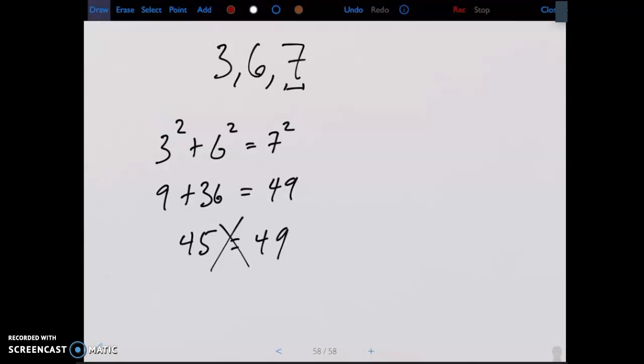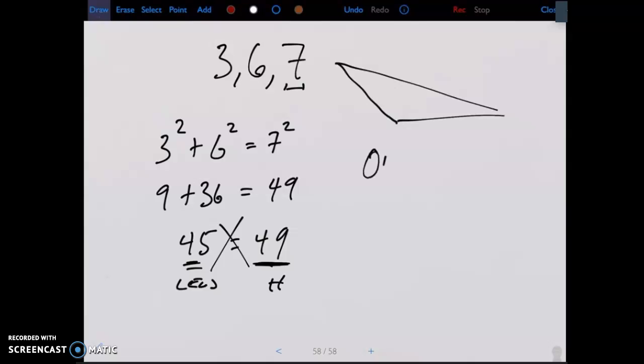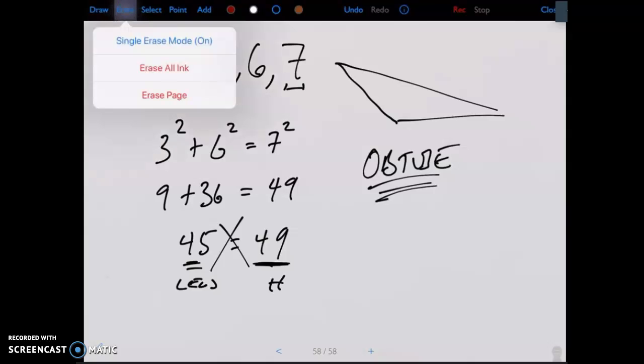So now you have to figure out, okay, is it going to be obtuse or acute? The way I think about it, this is your hypotenuse. These are your legs. The hypotenuse is bigger than your legs, right? So the hypotenuse is being stretched out. It's bigger than your legs. This is going to be an obtuse triangle. Boom. Let's do a couple more.